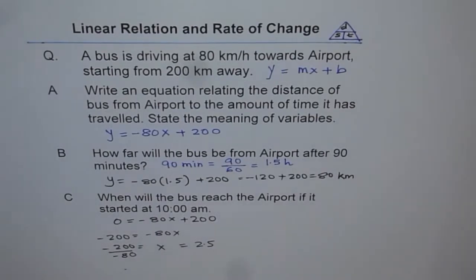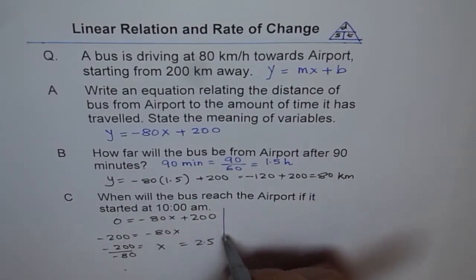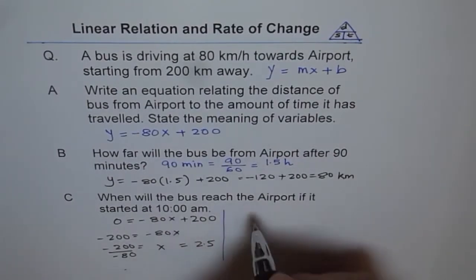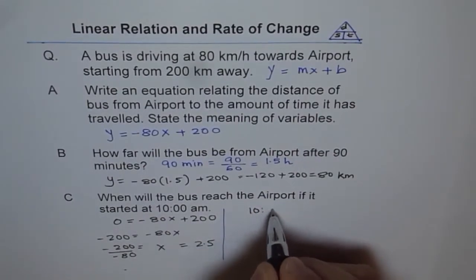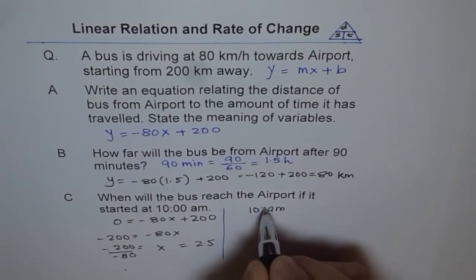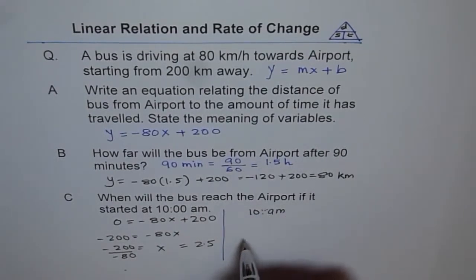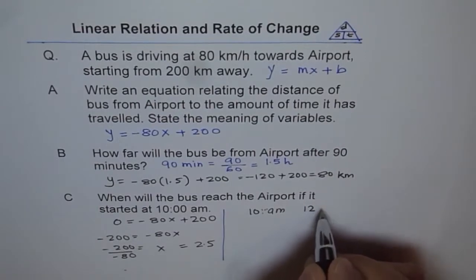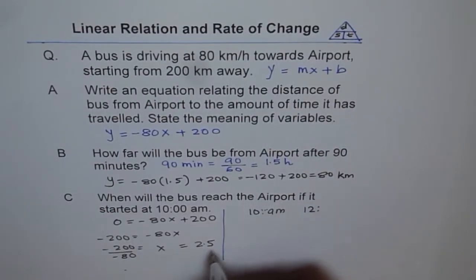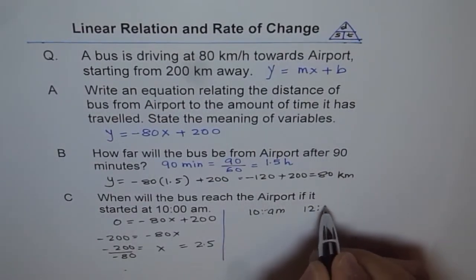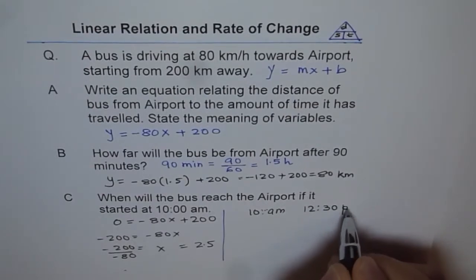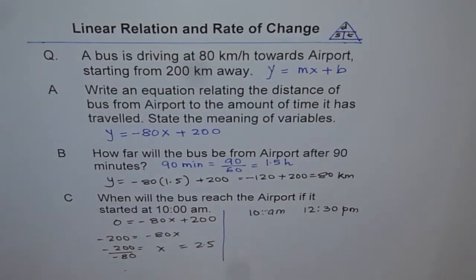So 2.5 hours means what time? It just started at 10 a.m., right? So 10 a.m., correct? I have to write 10:00. So 2.5 hours, that means it will be afternoon. 12.5 hours means 30 minutes. So 12:30 p.m. So that is the time when the bus will reach the airport, right?